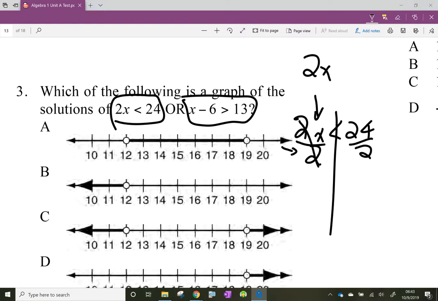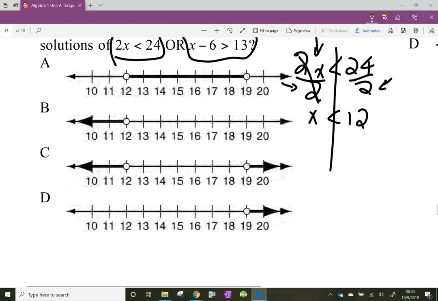But remember, if you do it to the left, do it to the right as well. So x is less than, and then 24 divided by 2 makes 12. We do not need to flip our sign here because the 2 that we divided by was positive. If we divided by a negative, I would flip the sign, but because the 2 is positive, I kept the sign the same.